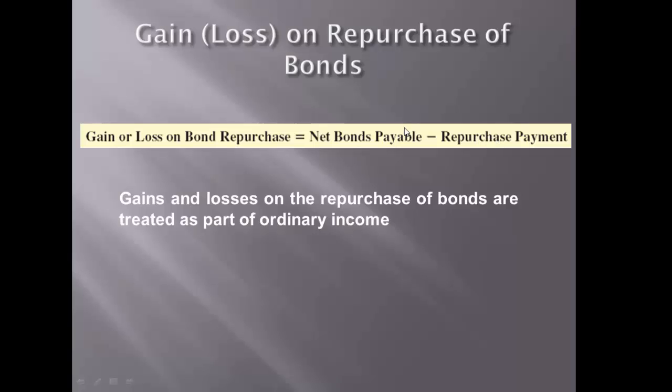Now, conversely, the bond issuer will recognize a loss if it repurchases the bonds at a higher amount compared to the liability recorded in its books, which is the net bonds payable. So if this is higher than that, a loss on bond repurchase would occur. Now, note that the gains and losses on the repurchase of bonds are treated as ordinary income. The gain or loss will show up in the income statement.